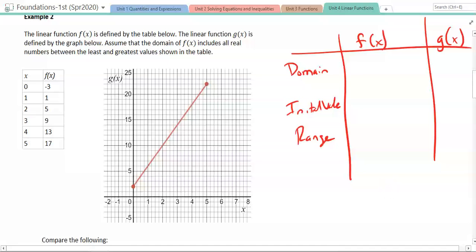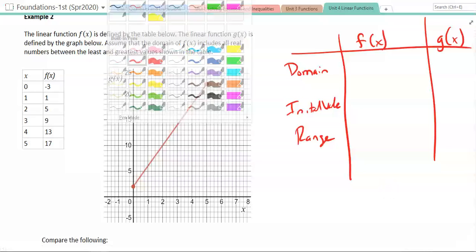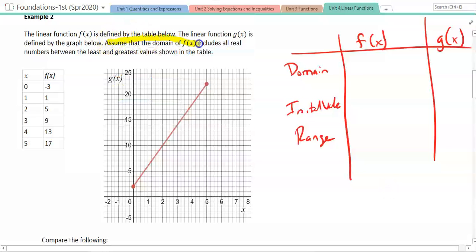Okay, so what is the domain? Well, pay attention to this statement that they gave us here. Assume that the domain of f of x includes all the real numbers between the least and greatest values in the table. So domain is x, so I'm going from the least to the greatest, which means my domain will be from 0 to 5. So 0 less than or equal to x less than or equal to 5.